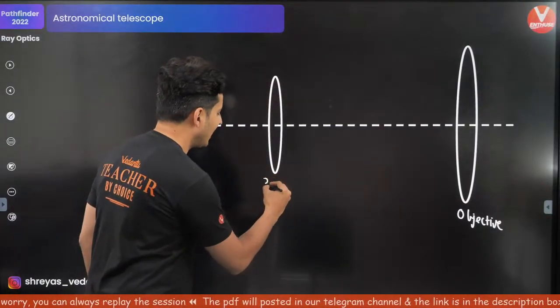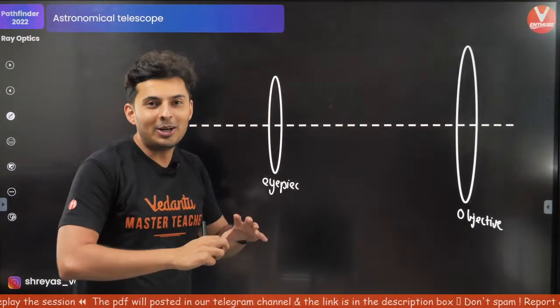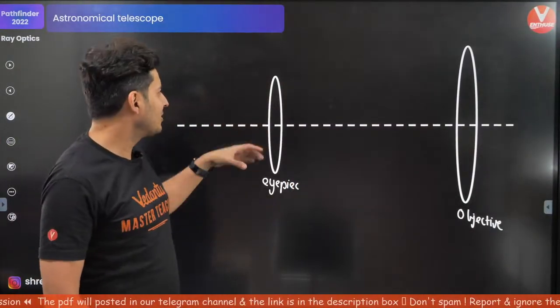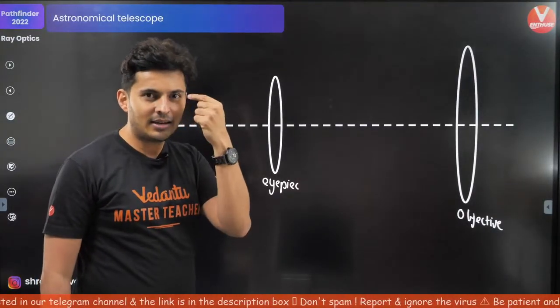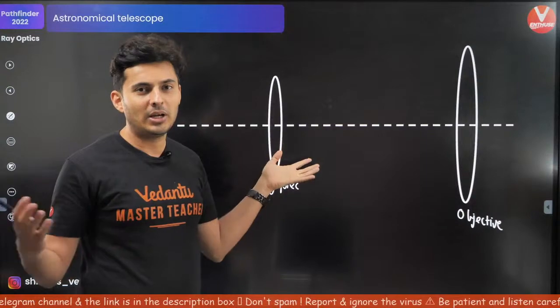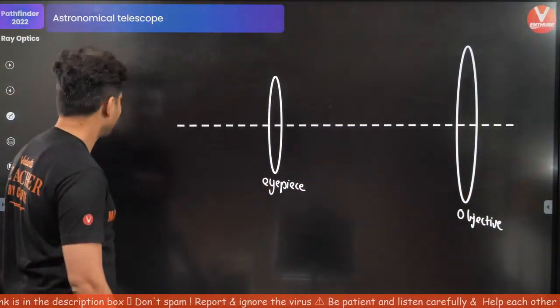And then here we have the eyepiece over here, which is small. Obviously, there is no point of having a big eyepiece. Many students ask, sir, why can't we have a big eyepiece? Your eye is this small. So that's it. You need a lens which is only this size. There's no point having it this big. Correct. Very good. So this is an eyepiece.